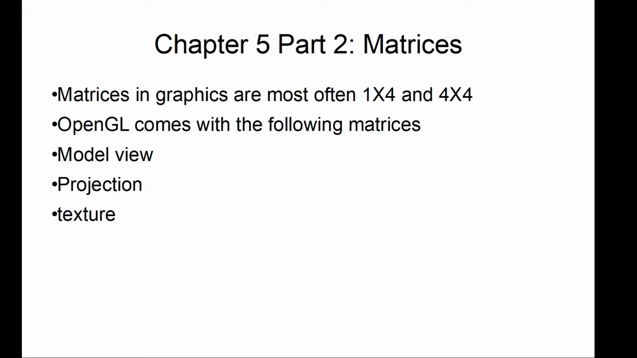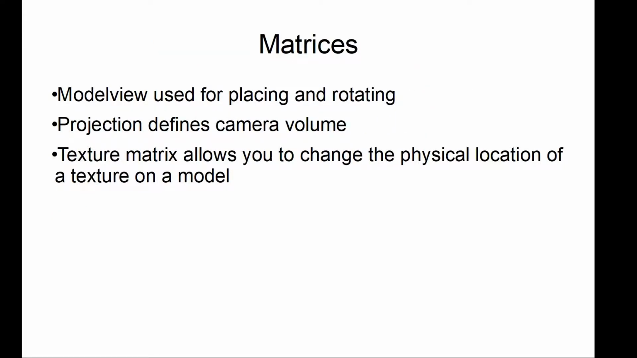The model view matrix is used for placing and rotating objects within the game world so that everything isn't clustered at the origin. You'll remember that I mentioned that vectors are used for this. Matrices are the main way of manipulating groups of vectors. The projection matrix is used to define the volume and edges of what your camera can see. The texture matrix is used for moving where your texture is going to be placed on the models, which is really useful when you don't want your character's eyes to be on the back of their head.